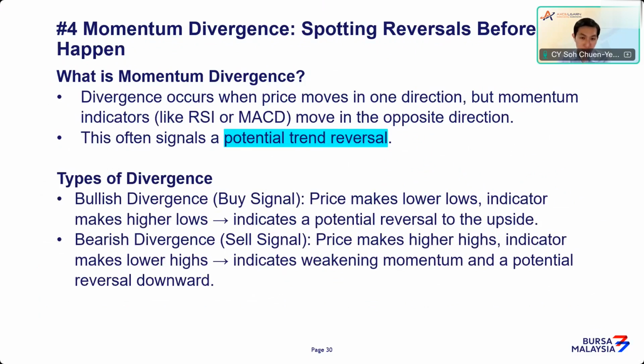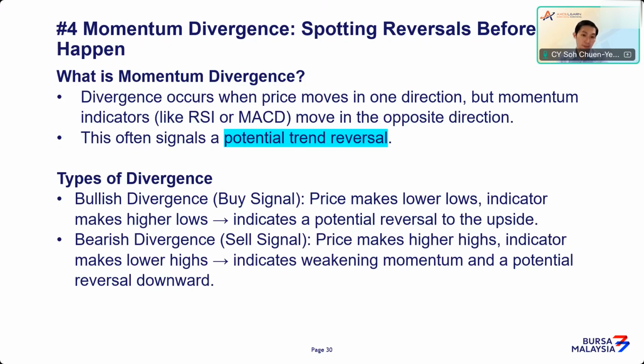Now, what is momentum divergence? Divergence happens when the price of an asset moves in one direction, but your momentum indicator, like your RSI or MACD, moves in the opposite direction. This often signals a potential trend reversal, which provides you an opportunity to enter before the market fully changes direction.